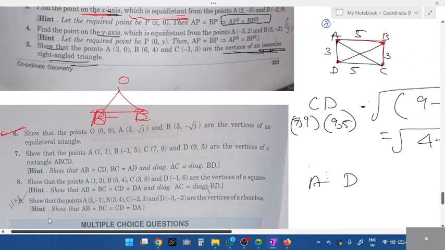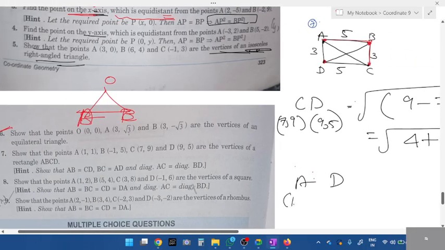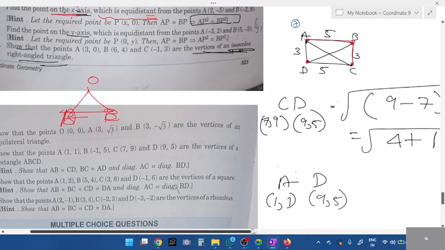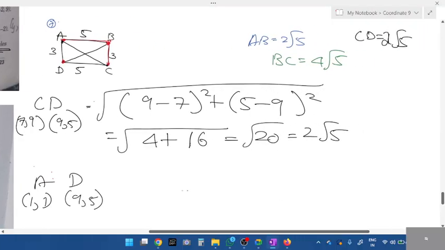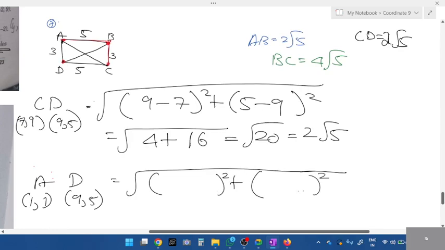Write A value. A is 1, comma 1. D is 9, comma 5. Complete this AD. We know that this is x1, y1, x2, y2. Write directly, students. Don't write the formula. Write the direct value. Substitute.